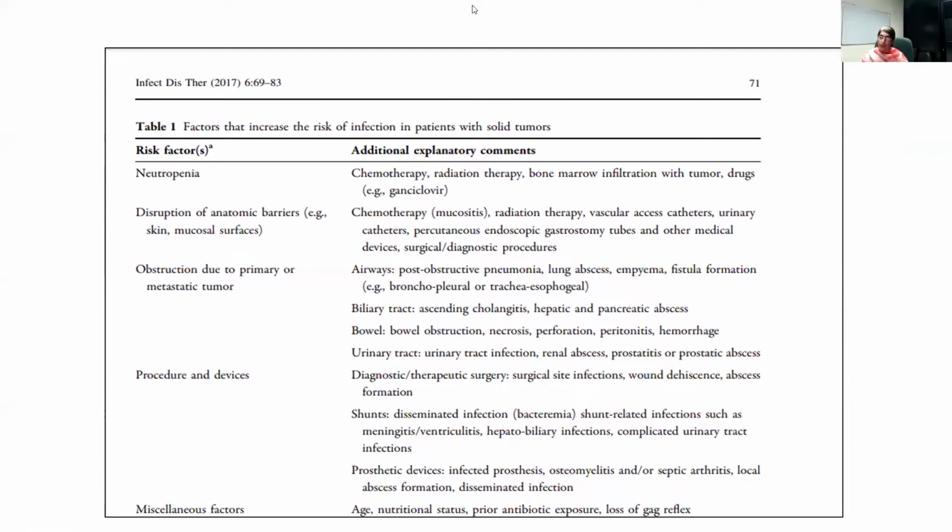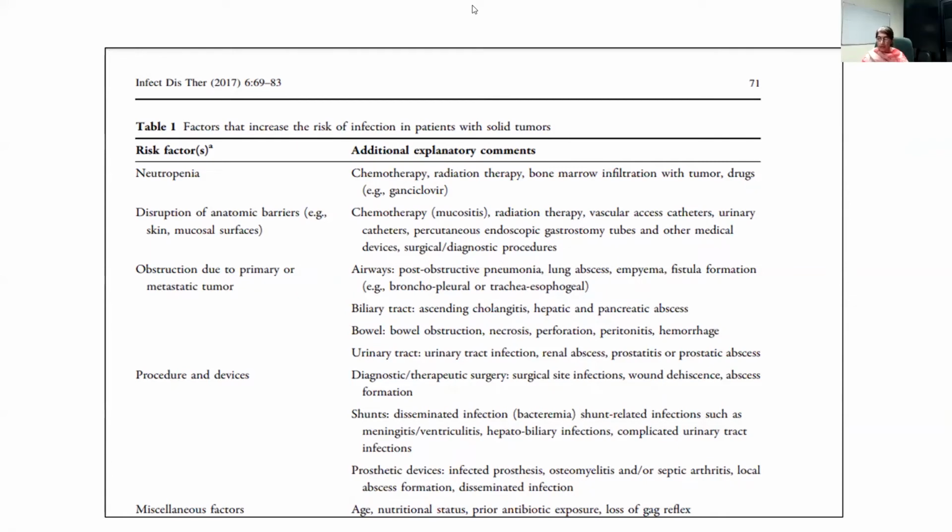Then obstruction due to primary or metastatic tumor: obstruction of the airways will cause obstructive pneumonias, lung abscess, empyema. Obstruction of the biliary tract can cause ascending cholangitis, hepatic and pancreatic abscesses. And there may be bowel obstruction, necrosis, perforation, and urinary tract infections, abscess, and prostatic abscess.